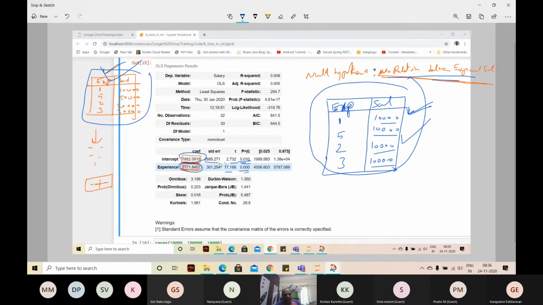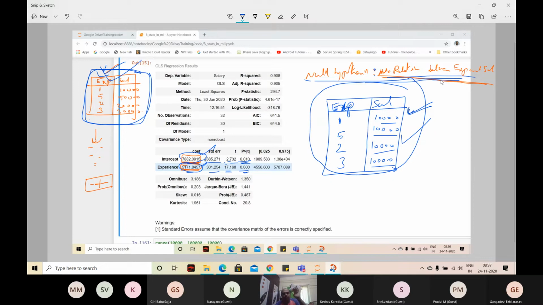That's where you got standard error. That's where you got t-score. This signifies whether this value is good or not. Because your alternate hypothesis is that these coefficients are real, that this experience has real strength in predicting salary. That is your original thing. But the null hypothesis is saying it is not true.